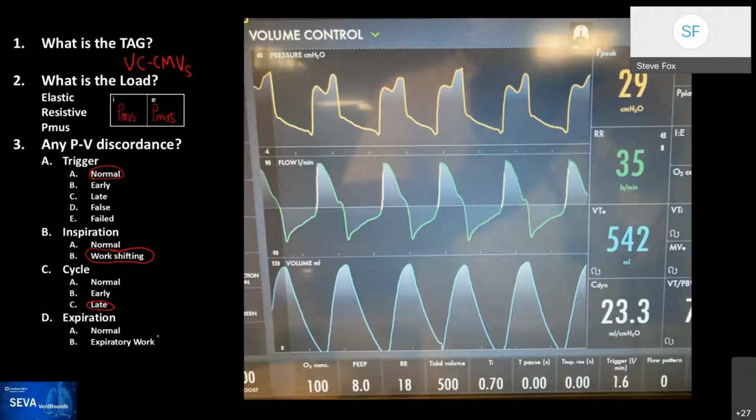And then expiration, like I said, I think there probably is a little bit of expiratory work. And the waveform is in that really nice shape. And we definitely have inspiratory work. We probably have expiratory work too.